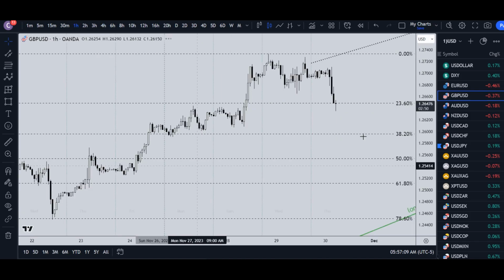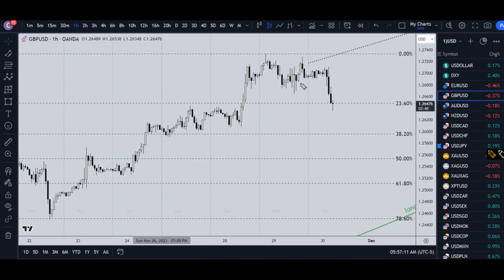Heading right down to the 1-hour time frame. On the 1-hour time frame, we definitely got a lower low right here, and this definitely looks to me like a trend, like an A. This would be a wave B. Looks to me like we're probably in a wave C right now, which probably will go down a little further.